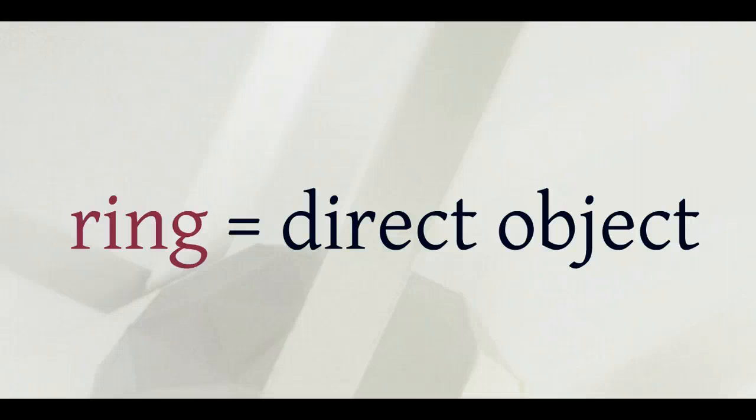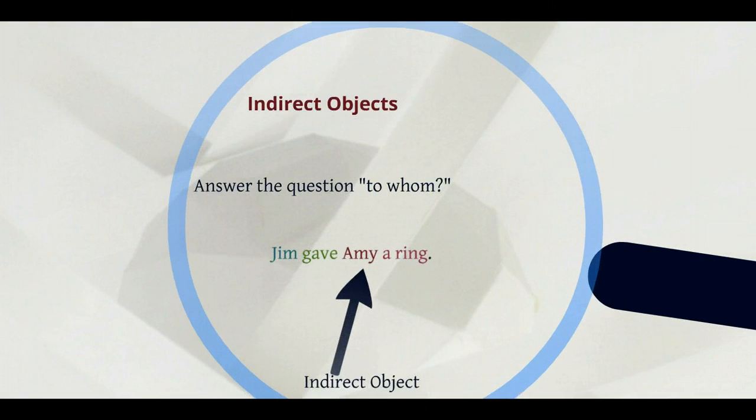The receiver of the ring, in this case Amy, becomes the indirect object. Indirect objects will answer the question to whom, because they get the action indirectly, hence their name. So we can see our sentence again. Jim gave what? Jim gave a ring to whom? To Amy. Amy becomes the indirect object. I do have some tips for you in case you're starting to feel a little confused as to when you know something's a direct object or when something's an indirect object.